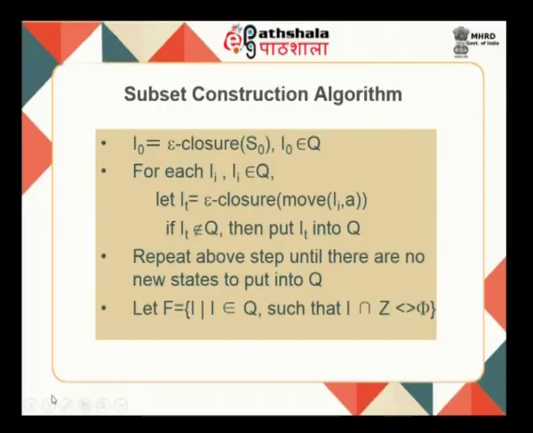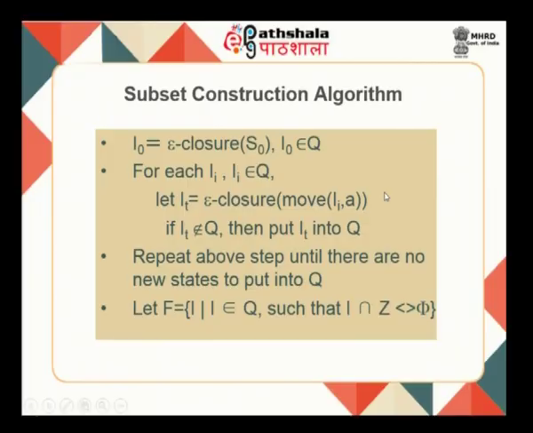And then after that the subset construction algorithm, let I naught be the epsilon closure of S naught. Now, what is S naught? S naught is the initial state of your NFA. You are defining the I naught as the initial state of your DFA. So, I naught is the start state of your DFA, and for each I such that I belong to Q, let IT be equal to epsilon closure of move of I comma A.